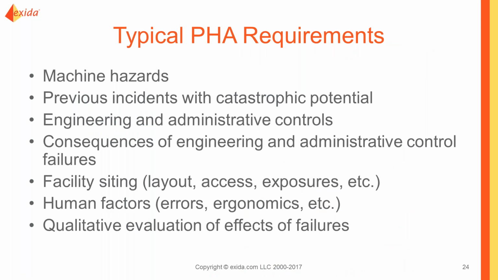So we're doing our hazard assessment. Typical requirements for a process hazard assessment or machine hazard assessment are: what are the hazards associated with the machine? Are there previous incidents with severe or catastrophic potentials? What are engineering and administrative controls on the machine? What happens if those controls don't work? What is the siting, specifically layout, access, and exposure? What human factors do we need to consider? And a qualitative evaluation of the effects of the failures.